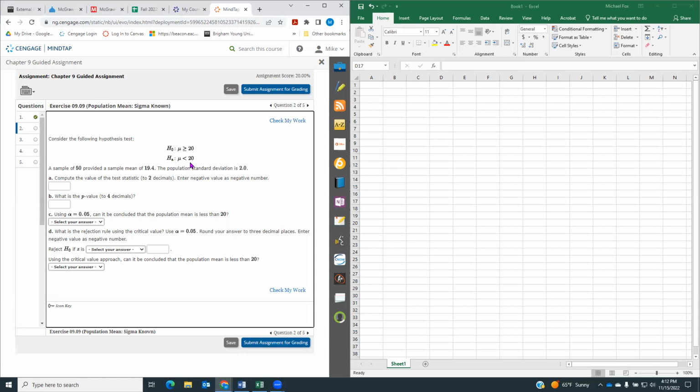So we have to know, because if we don't have the population standard deviation, we'll have to use the sample standard deviation and then use a t-distribution instead of a normal distribution. All right, that's a lot of talk. Let's just get to working it out.